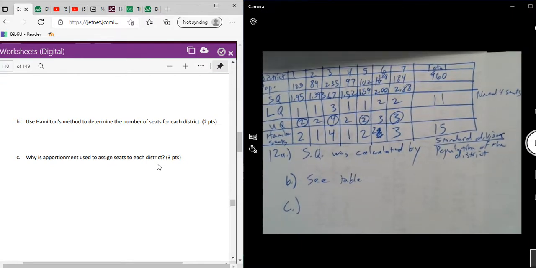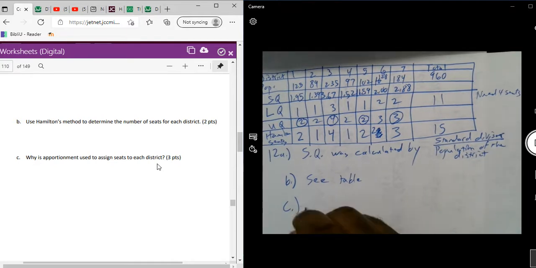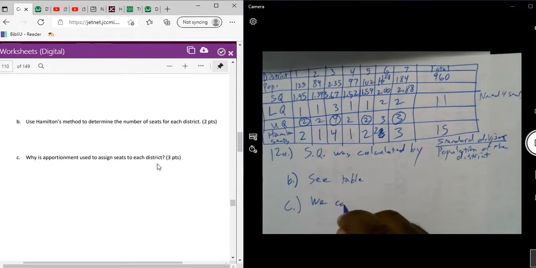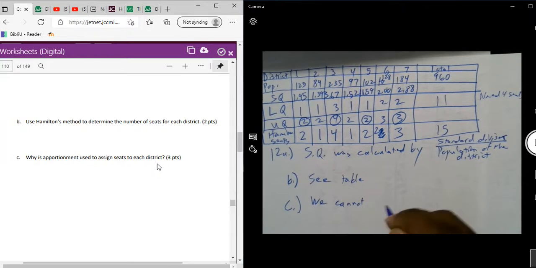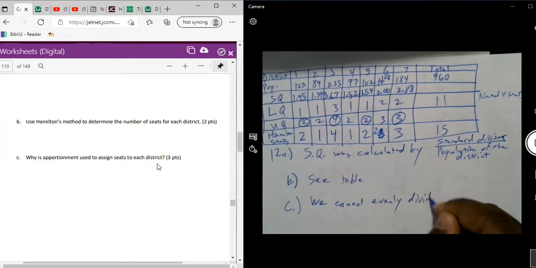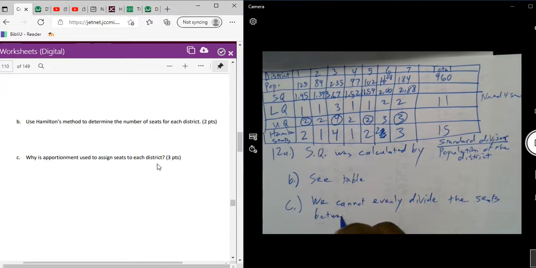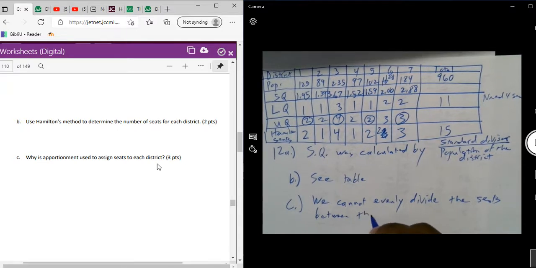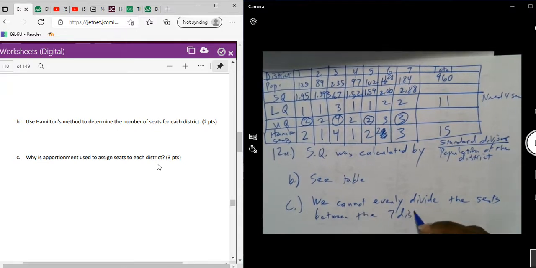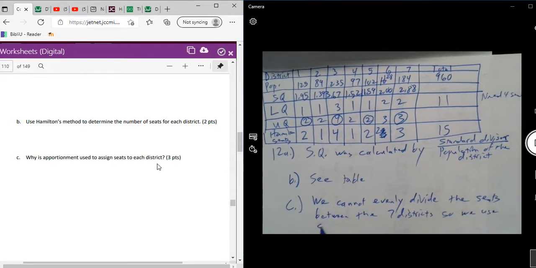Now C, it says why is apportionment used to assign seats to each district? We cannot evenly divide the seats between the 7 districts. So we use apportionment.